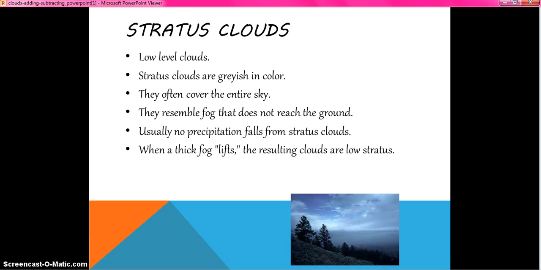Stratus clouds are low-level clouds that have a grayish color. When you see these, you'll notice that they are almost covering the entire sky. Do you know what fog looks like? Sometimes that's how stratus clouds appear, only they don't touch the ground. Usually you won't see any rain falling from these types of clouds. When it's foggy and the fog lifts into the sky, the results are stratus clouds.